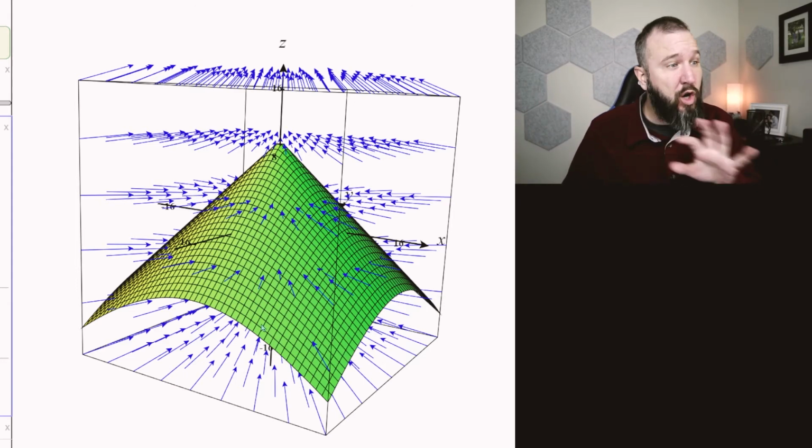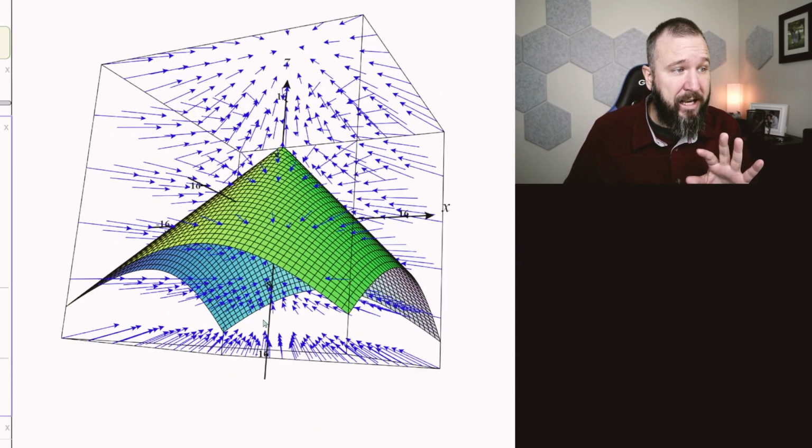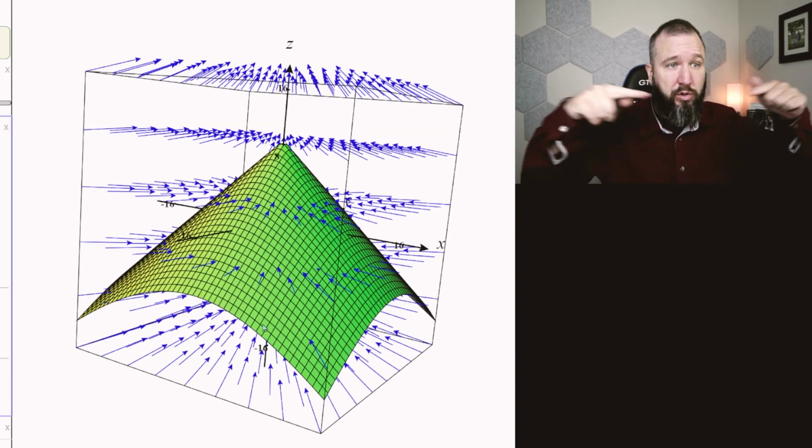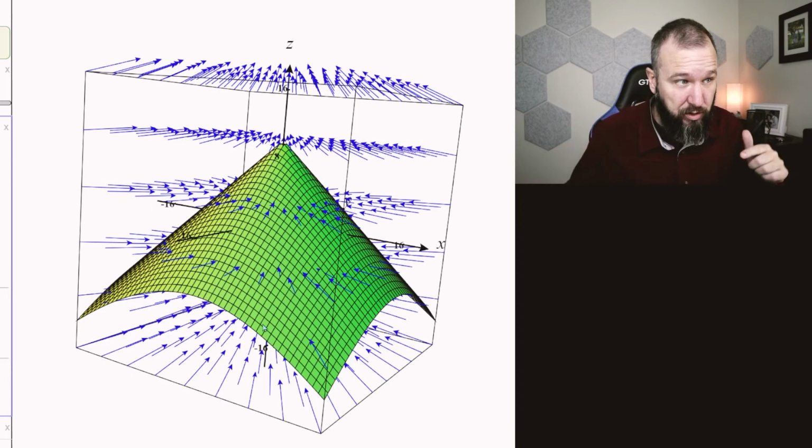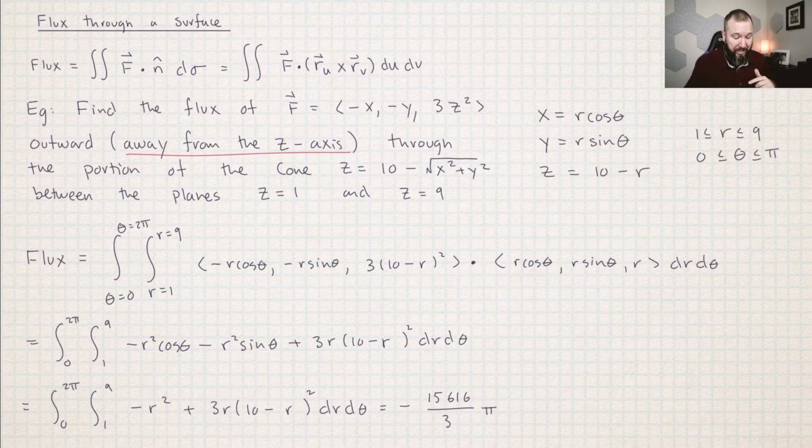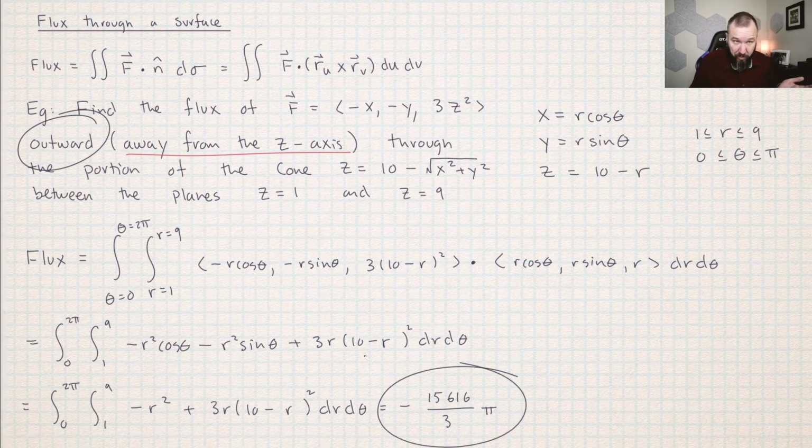But no surprise, I mean, look at all that inward flux, right? All those vectors are pointing into the surface. So when we calculated the outward flux, we got a big negative number because it's not fluxing outward, it's fluxing inward. So we got the negative of outward flux. So all this checks out. Yeah, so there it is. Let me do another one.